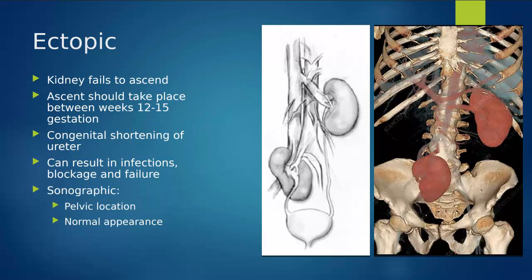So again, if we don't see the kidney in the position where we expect to see it, we need to be looking elsewhere. On ultrasound, we are usually going to see these located in the pelvis, and they're going to have a normal sonographic appearance, so normal echogenicity, vasculature, so on and so forth.